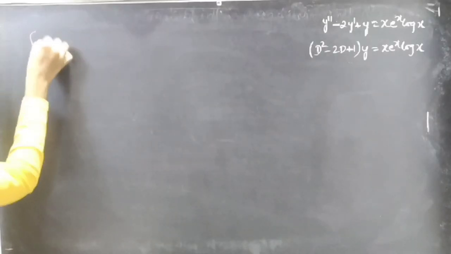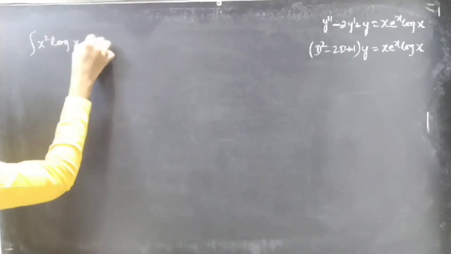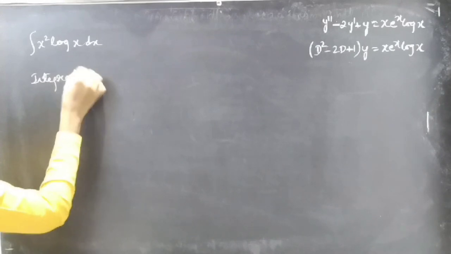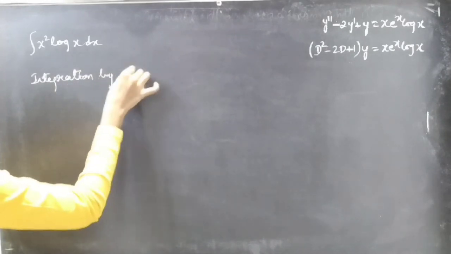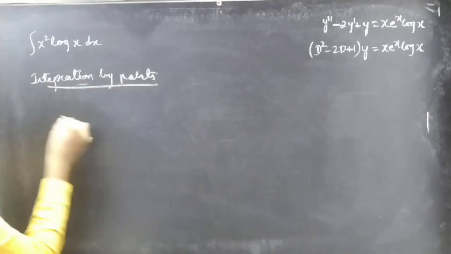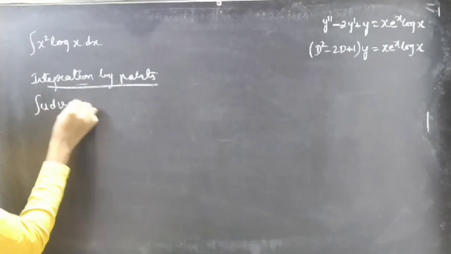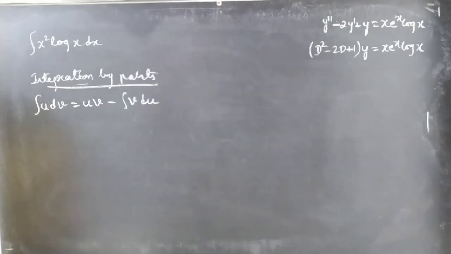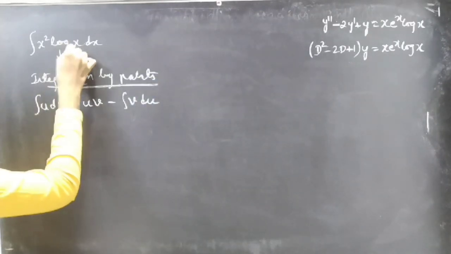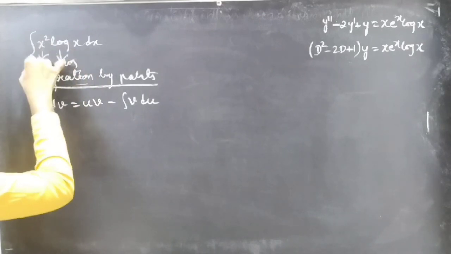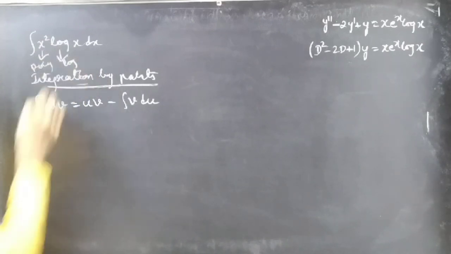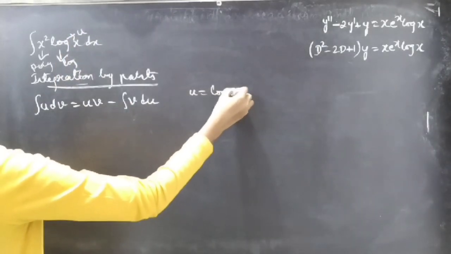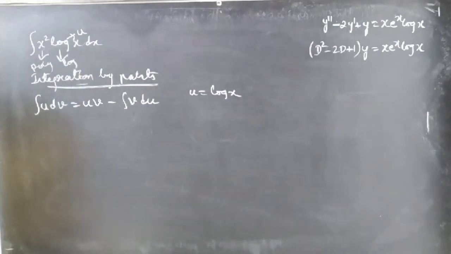Let's now evaluate integral x square log x dx using the integration by parts formula. Integral u dv equals uv minus integral v du. Here the integrand is of the form product of a logarithmic function and a polynomial function. Consider the logarithmic function as u and the remaining part, x square dx, as dv.